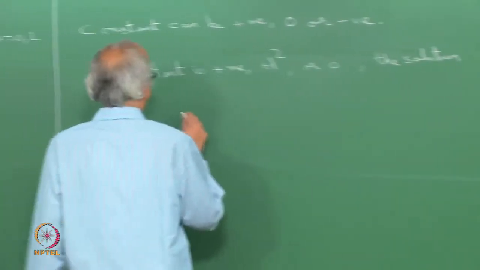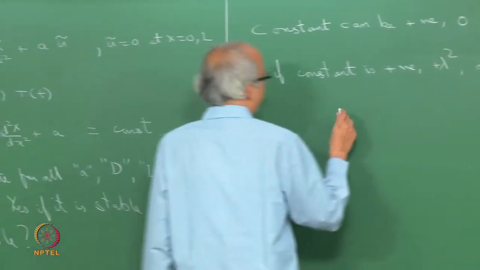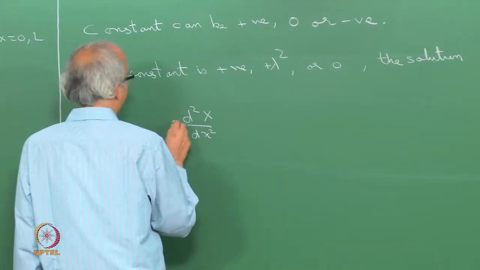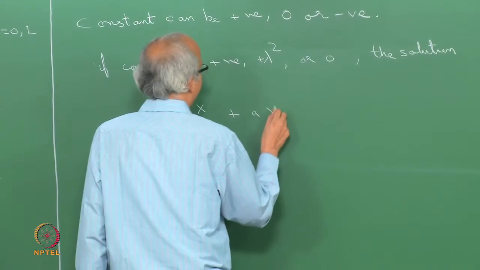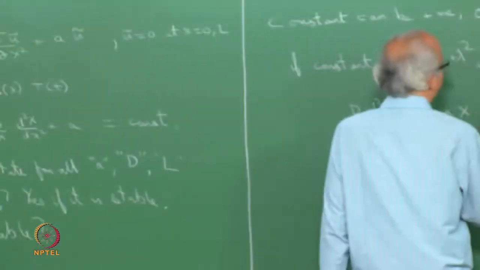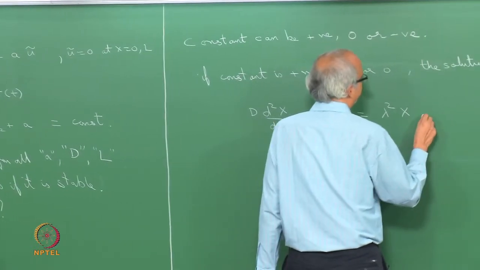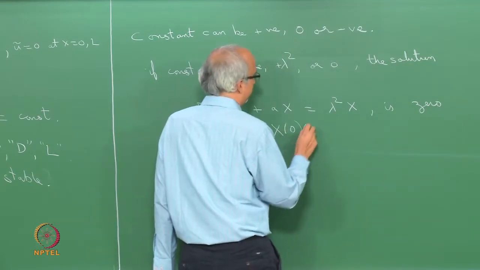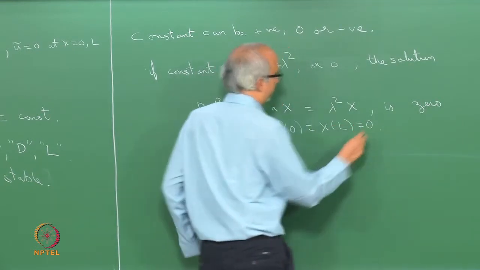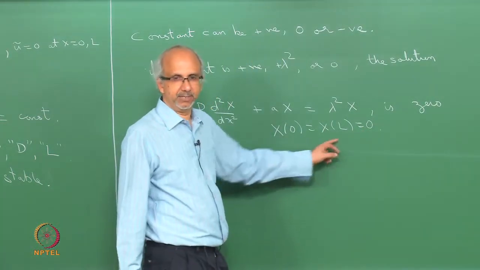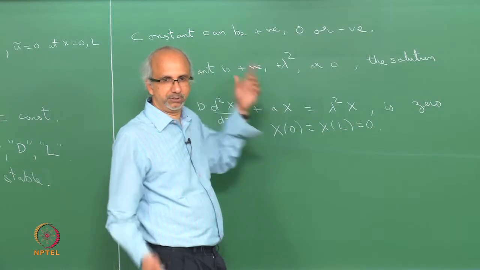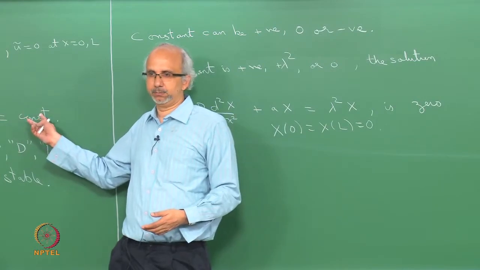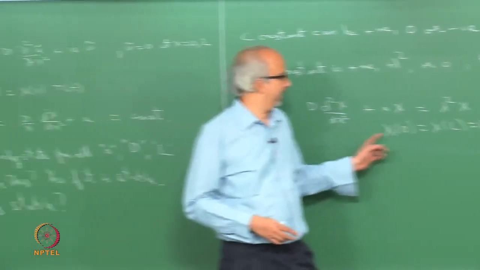Which equation is this? D d squared X by dx squared plus aX equals lambda squared X is 0 when it is subject to the boundary conditions X of 0 equals X of L equals 0. How do I get these boundary conditions on X? These come from the boundary conditions on u. u is 0 at the two ends. The only way u can be 0 at the two ends is if X is 0 at the two ends.